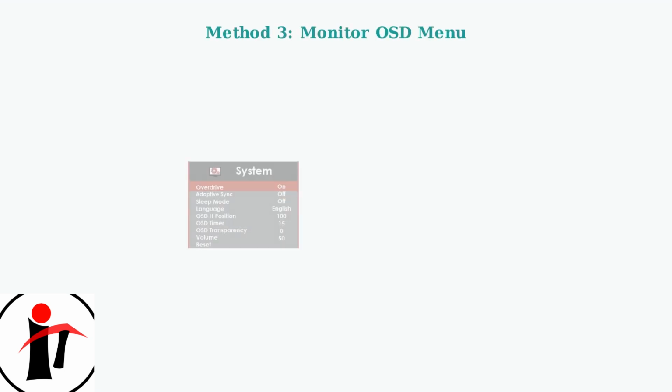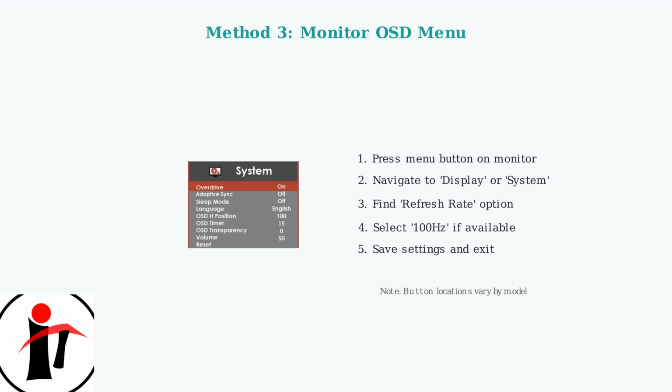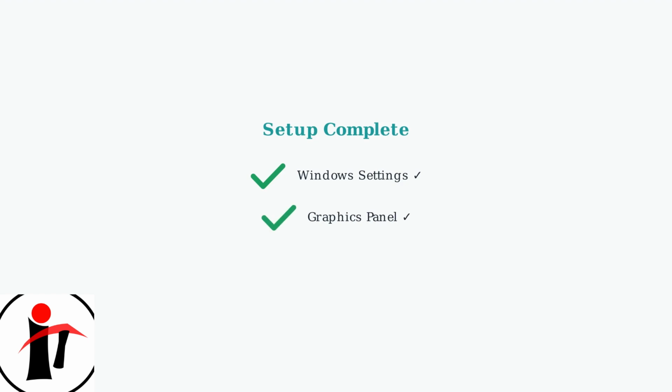Method 3 uses your monitor's built-in menu system. Access the OSD menu using the physical buttons on your monitor. Navigate to Display or System Settings, look for Refresh Rate or Frequency options, select 100 Hz, and save your settings. These three methods provide reliable ways to enable 100 Hz on your Sceptre monitor. Choose the method that feels most comfortable for your technical experience level.